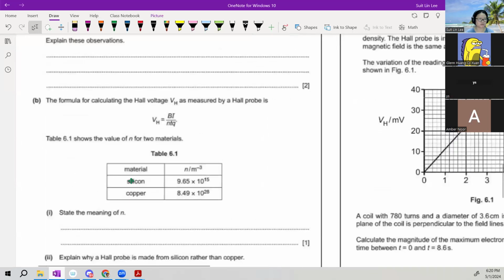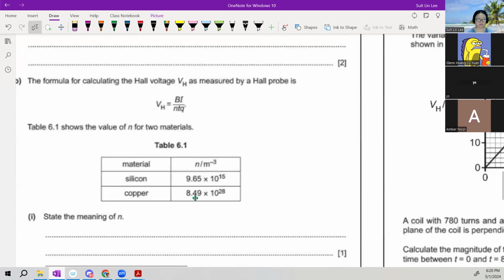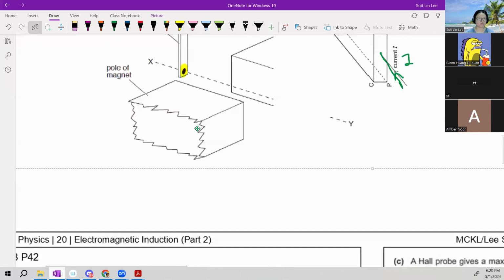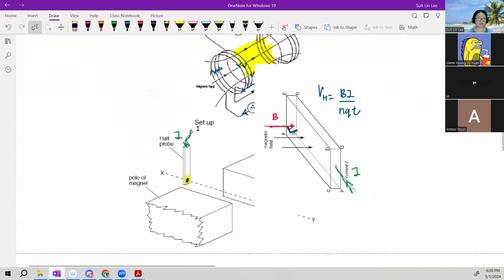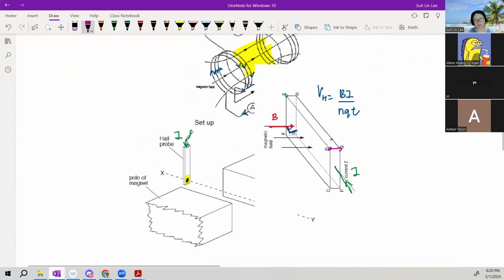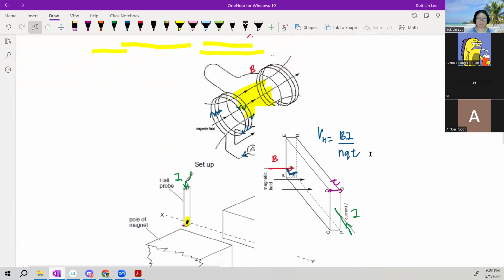If you check out the question, different material will have different N. T would be the thickness. So based on all my drawings here, the thickness must be parallel to B. So this is my T. Of course, inside here, you can't really see what the T is. So it's somewhere here. And then Q would be the electronic charge.